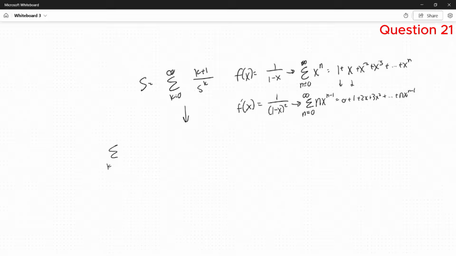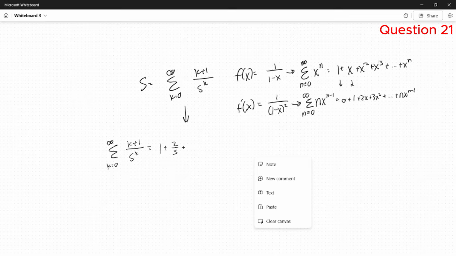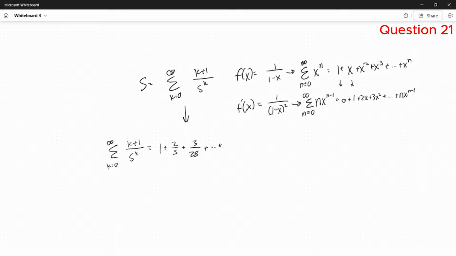The series is k equals 0, or k starts at 0 and goes to infinity, of this. Here, 5^k. We're going to put in the first term. That would be 1 on the bottom, and 1 on the top. That would be 1. And then plus 5 on the bottom and 2 on the top, 2/5. And then plus, let's see, I think it's 3/25. And so on and so forth.